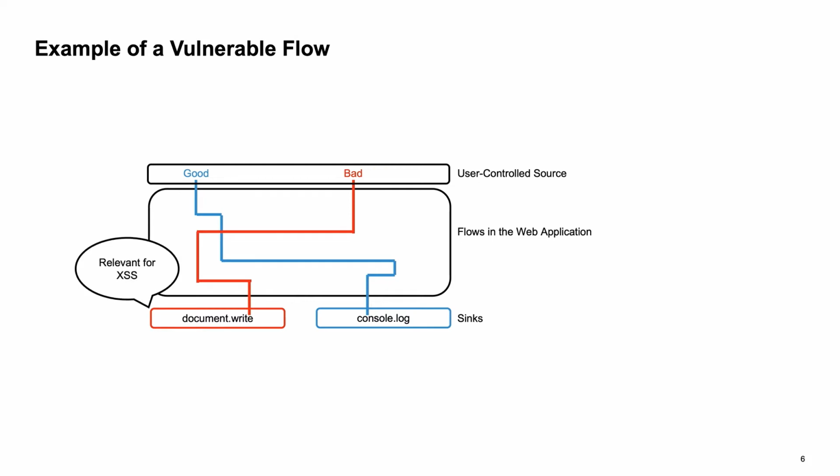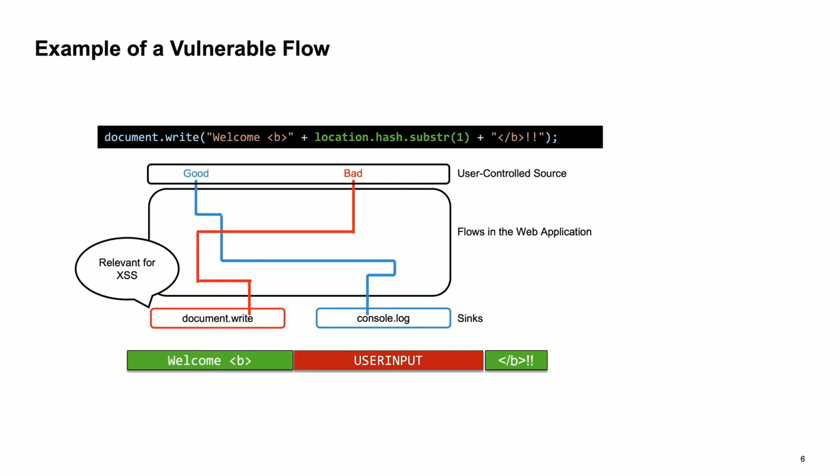Now, a vulnerable flow, for cross-site scripting, is any flow that comes from a user-controlled source and flows to a sink that is relevant for cross-site scripting, meaning that script execution is allowed in this sink. For example, here we have data flowing from the location hash to a DOM element, which means that instead of the name Christian here, a script tag could also be injected, which causes execution.